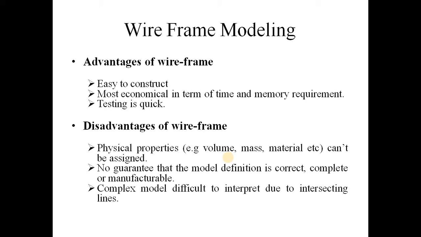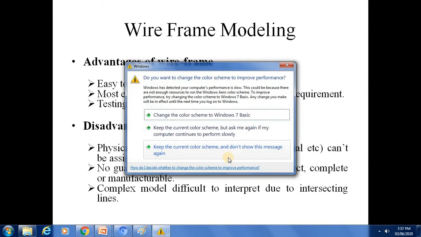Then next disadvantage is no guarantee that the model definition is correct, complete or manufacturable. Then complex model difficult to interpret due to intersecting lines. Now in the wireframe model all edges are visible and they are intersecting with each other. So if the object is complex, then it is difficult in visualization.